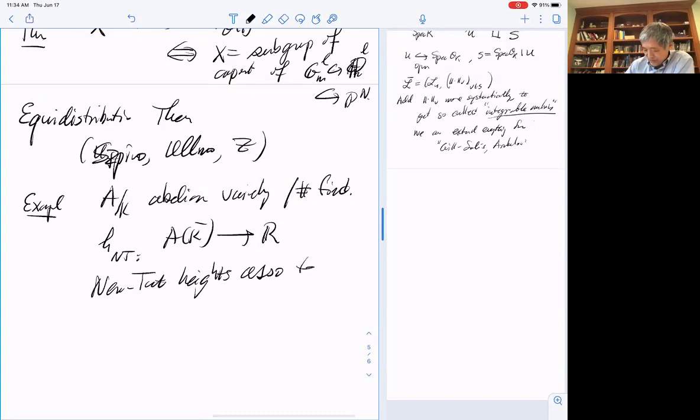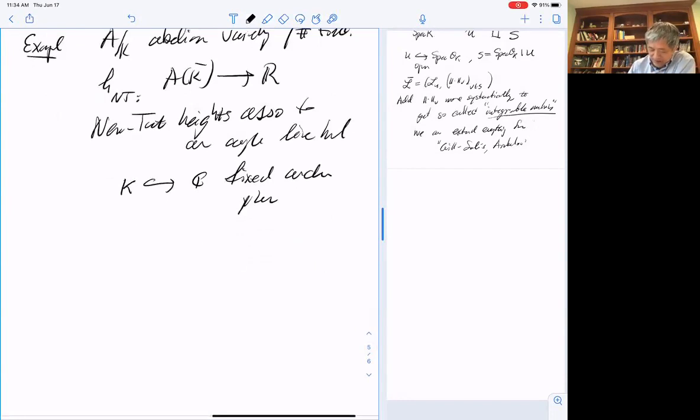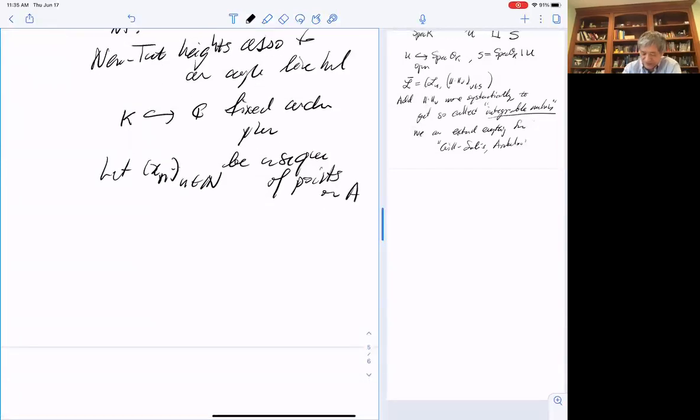Associate to an ample line bundle. And let us fix a place: let K_v be a fixed Kempton place. So there's a setup. Then let x1, ..., xn be a sequence of points on A, right? And we have two assumptions.